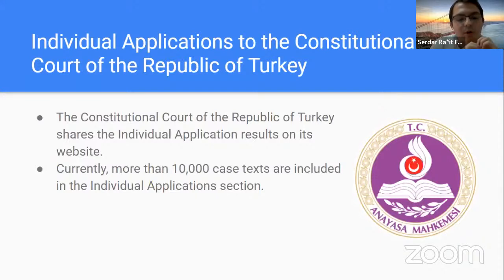The starting point of the project was the results of individual application cases, which were publicly shared by the Constitutional Court of the Republic of Turkey. Currently, more than 10,000 case texts are included in the individual applications section on the website.